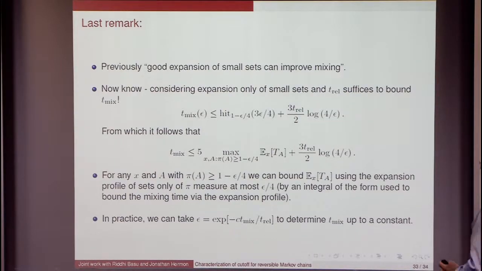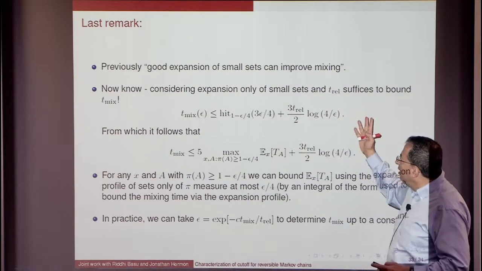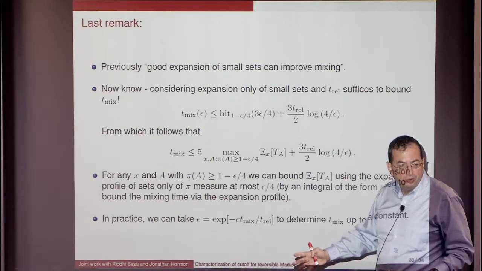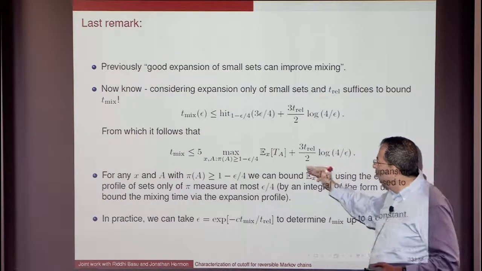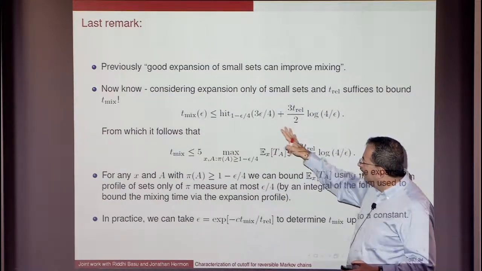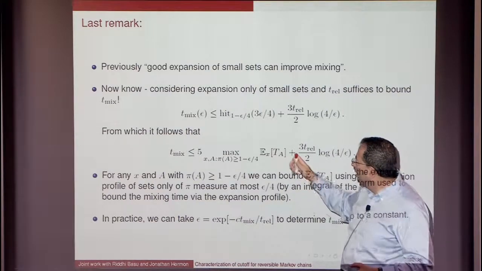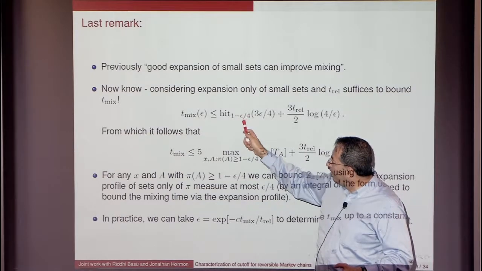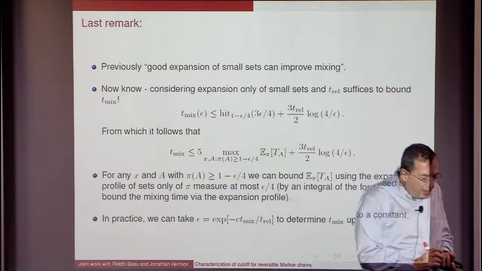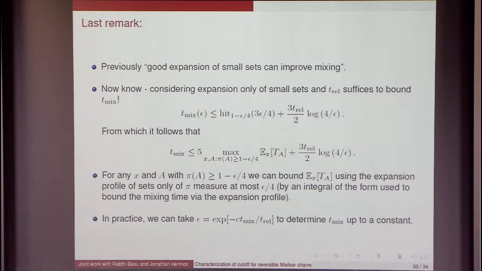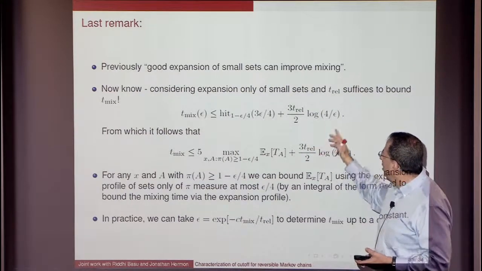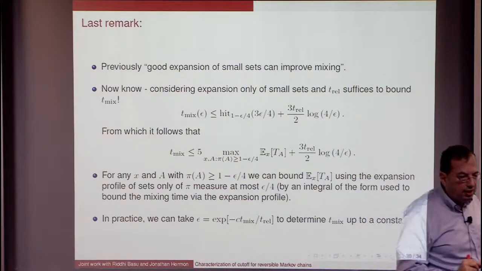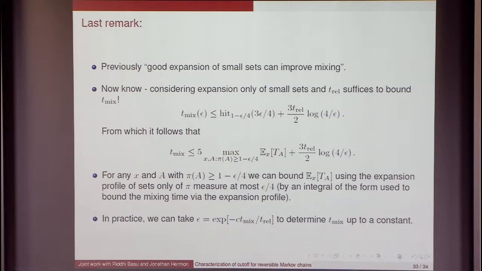So here we have something. Expansion of small sets, or escape time from small sets, together with relaxation time really bounds mixing. Here is one inequality close to what I wrote before, but not exactly the same. Here I'm looking at the hitting time of the complement, the hitting time of very large sets, so it's really escape time from tiny sets. So I can control the mixing time by a combination of two things. One is the relaxation time, and the other is the escape time from tiny sets. This is something we didn't know before.